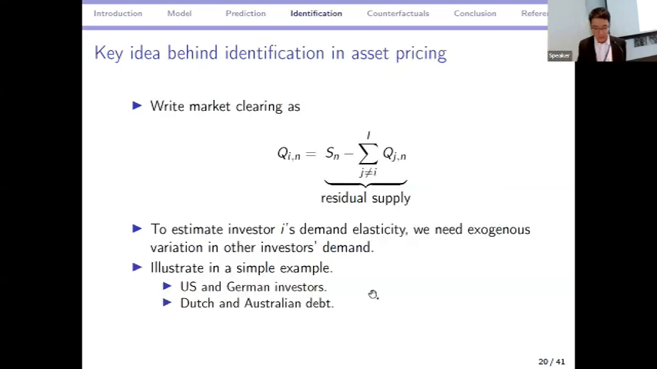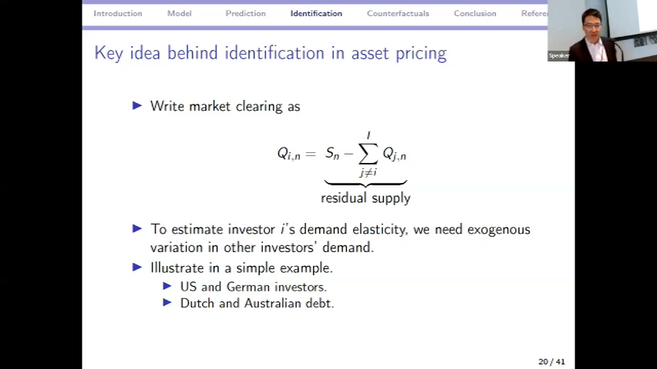Okay, so I want to move on to identification, and I want to spend a bit of time on this one because this is often a source of confusion. We can rewrite market clearing in the following way. The demand of investor I for asset N is equal to the supply of asset N minus the demand of all the other investors. This is an accounting identity. What we call the right-hand side is residual supply. And this is not language that we invented. If you read Kyle's original paper, he also uses the language residual supply.